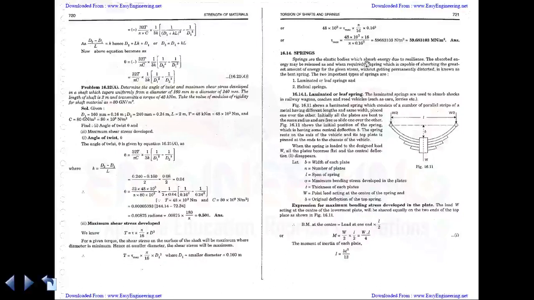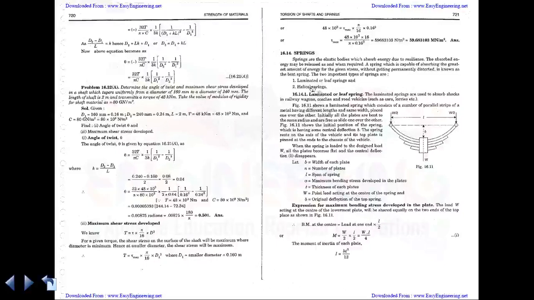Springs are elastic bodies which absorb energy due to resilience. The absorbed energy may be released when it is required. The spring which is capable of absorbing a great amount of energy for the given stress without getting permanently deformed is known as the best spring. So, if you give any force, it will get deformed and stretch at a very huge displacement, and again it will come to its original position. It is called a best spring.